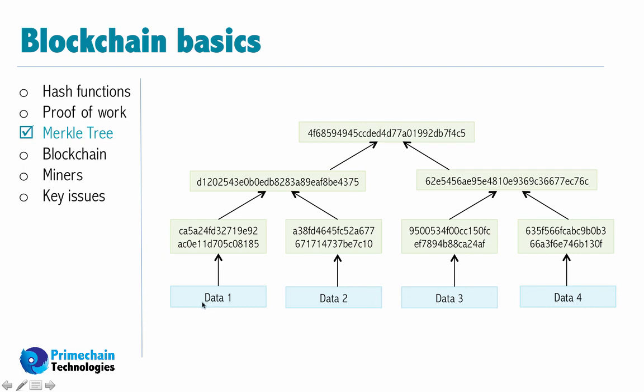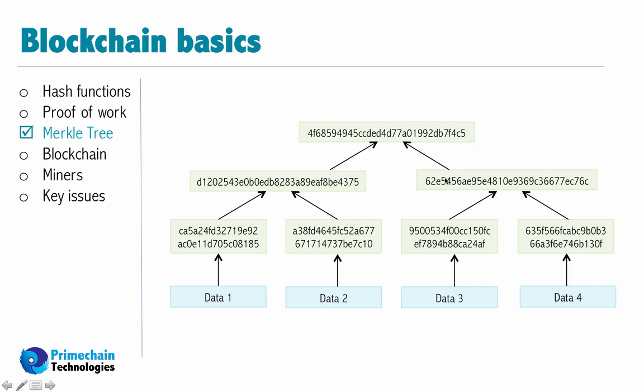We calculate the hash for data 1, for data 2, for data 3, and for data 4. Now we have 4 hashes. We then concatenate hash 1 and hash 2 and produce this hash. We also then concatenate hash 3 and hash 4 and we get this hash.